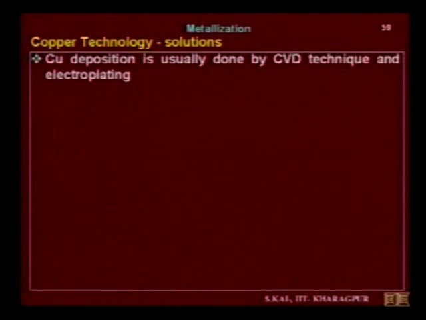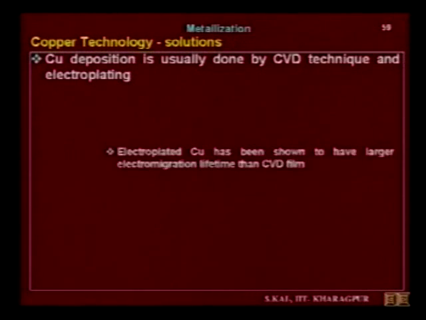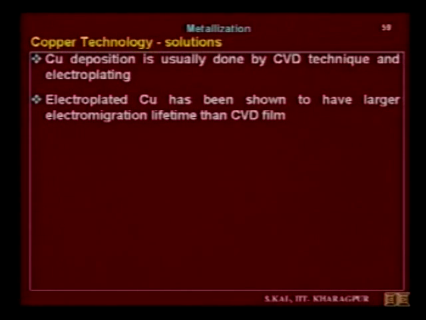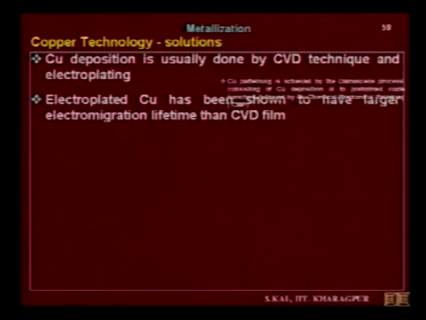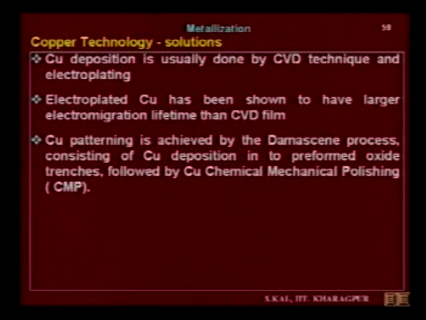Copper deposition is usually done by CVD technique and electroplating. Electroplated copper has been shown to have a larger electromigration lifetime than CVD films. The two techniques of deposition, one is CVD, another is electroplating. Electroplating is better so far as electromigration resistance is concerned. Copper patterning is achieved by the damascene process, a new process, not normal lithography technique or dry etching.